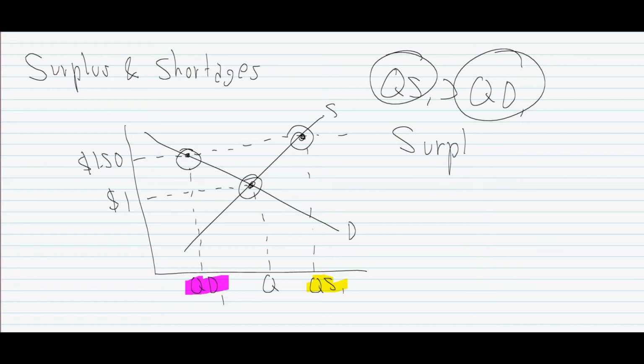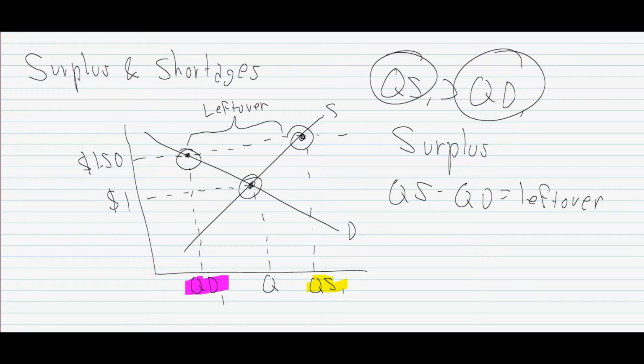Because that means you're going to have some left over, a lot left over actually. This is the surplus, and this is how much you'll have left over. The difference of that: how much you make minus how much they want, that'll give you how much you have left over.